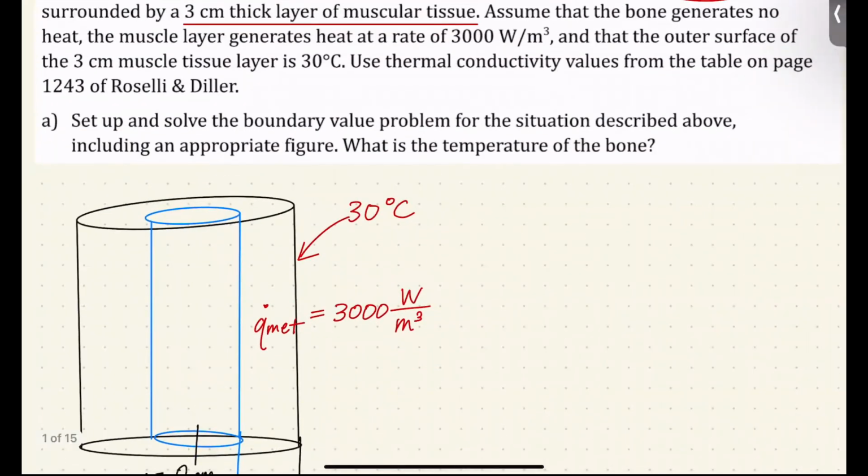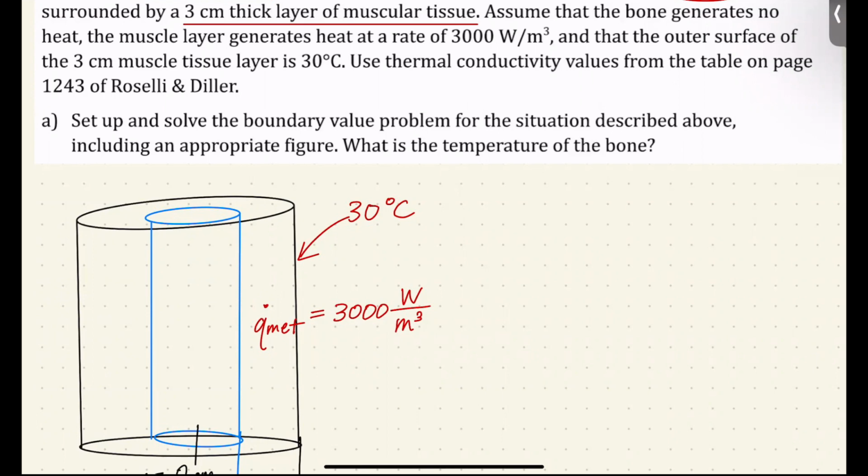Great, and we are asked to use thermal conductivity values from the table on page 1243 of Bergman-Diller. If you don't have a copy of the textbook, please let us know, and we're more than happy to send you those values as well. Okay, so the first part of the question is asking us to set up and solve the boundary value problem. And it's asking us to include an appropriate figure. And then as a follow-up, it's asking us, what is the temperature of the bone?